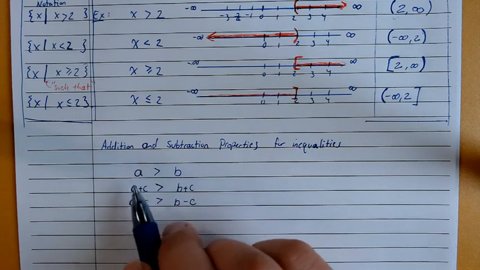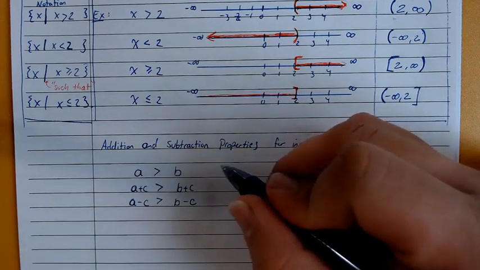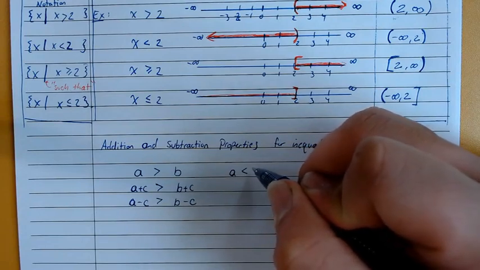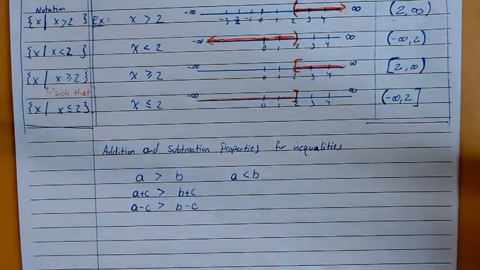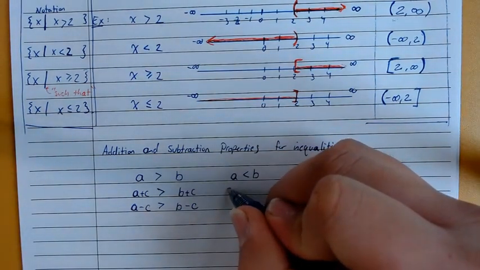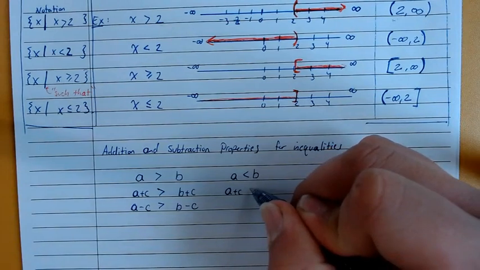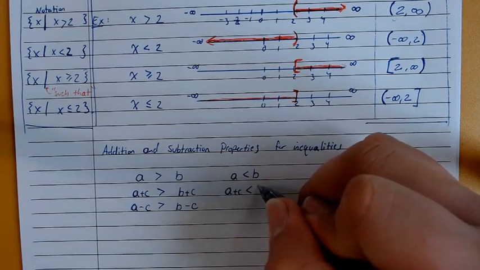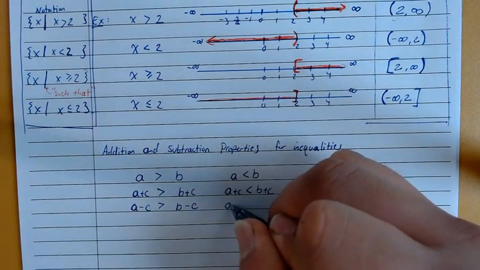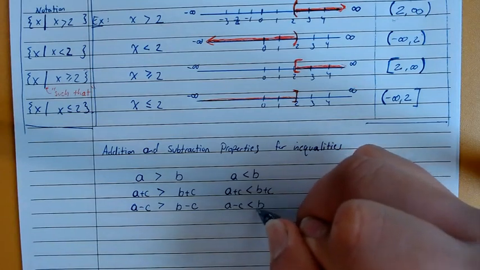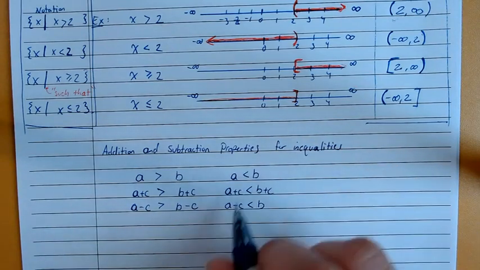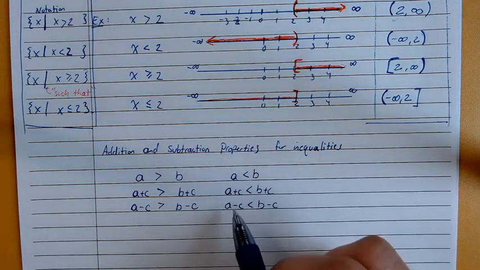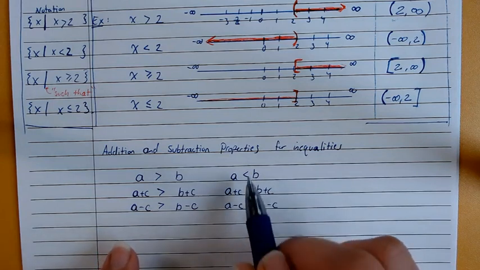And it'll work for this kind of inequality, or we can reverse the direction. If instead of A is greater than B, we say A is less than B, I can add or subtract on both sides and still maintain the inequality. So if A is less than B, then A plus C is also less than B plus C. And if A is less than B, then A minus C is also less than B minus C. So it doesn't matter if you add or subtract, your inequality is still maintained.